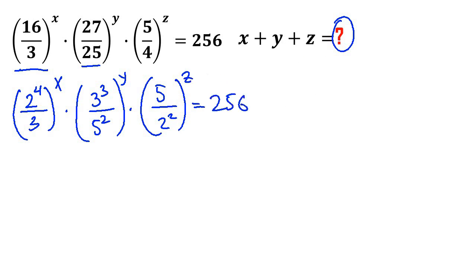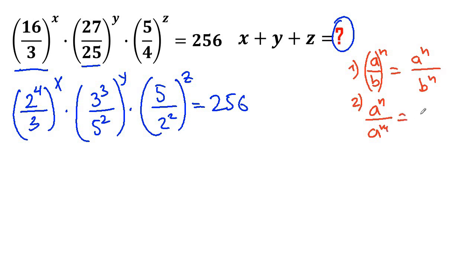Now by using the following formulas I can simplify the left hand side. The first formula is: a over b to the power of n is always equal to a to the power of n divided by b to the power of n. The second formula is: a to the power of n divided by a to the power of m is always equal to a to the power of n minus m. Now using these two formulas we can simplify the left hand side of the last equation.